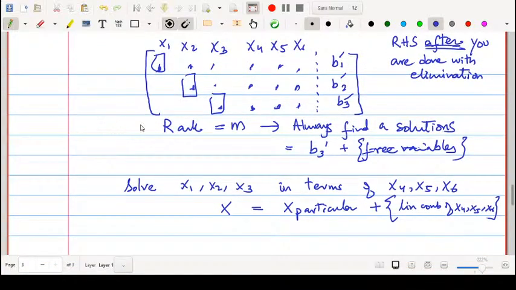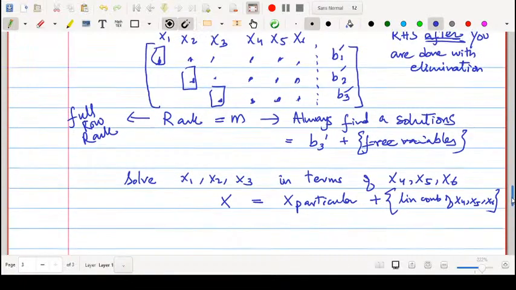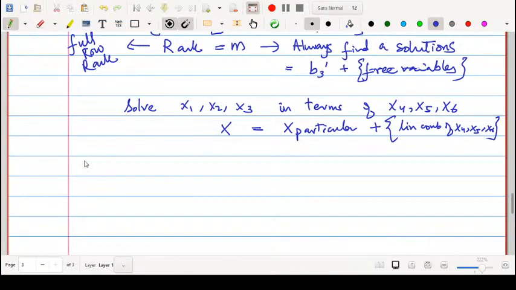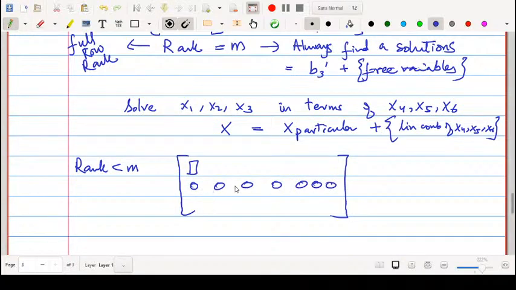Well, what do I mean by full? In this case, it's a full row rank, right? Because it can't be a full column rank matrix. But in the case when rank is less than m, then you have a problem, right? For example, I get 1 here and the rest of the entries are 0. So I get a 0 here, right? 0, 0, 0, 0. And notice this entire row should be 0.